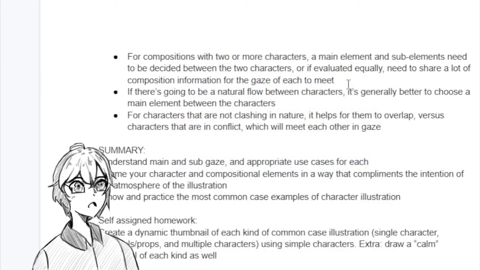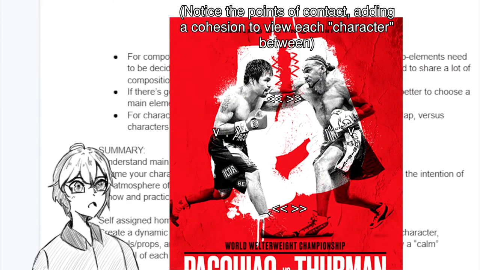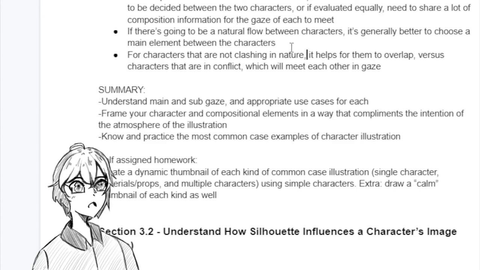Versus if you square them off and you put them closer together so that there's different elements of each character that are almost touching in compositional elements, it'll make it easier to view one character and then transition to the other one near the point of their contact, and then view the other side of the canvas without too much distraction. If there's going to be a natural flow between these characters, it's generally better to choose a main element between the characters.